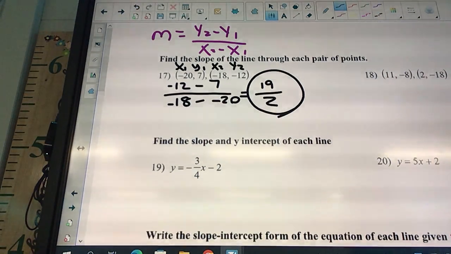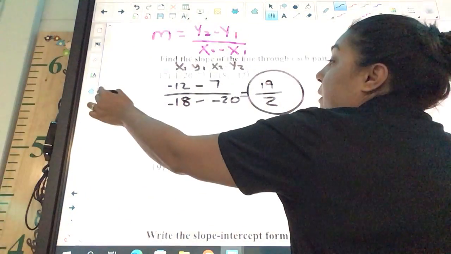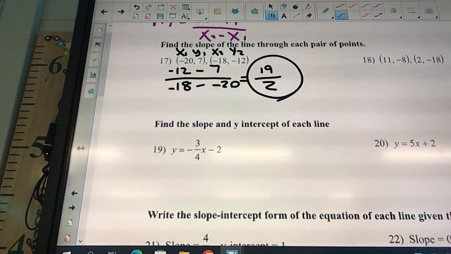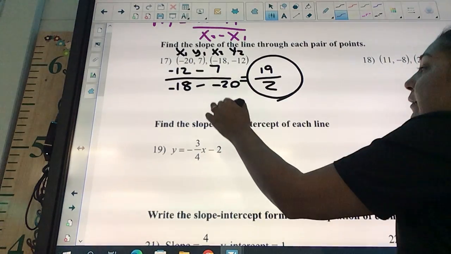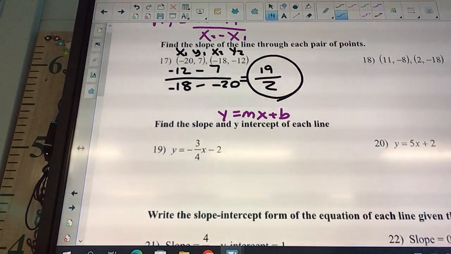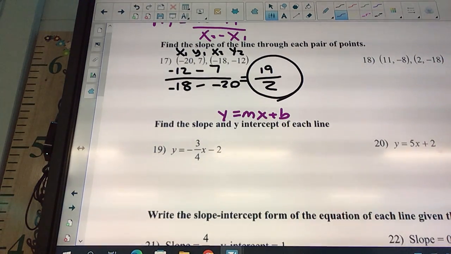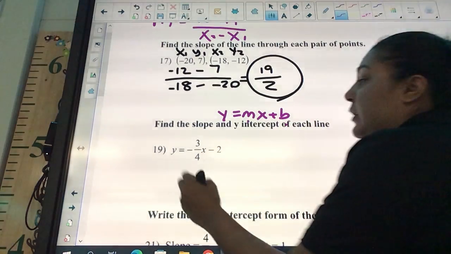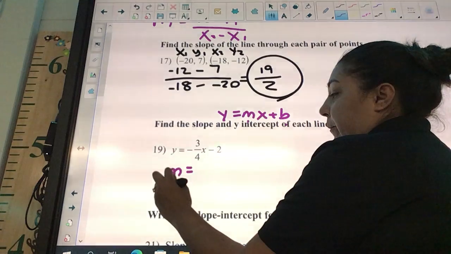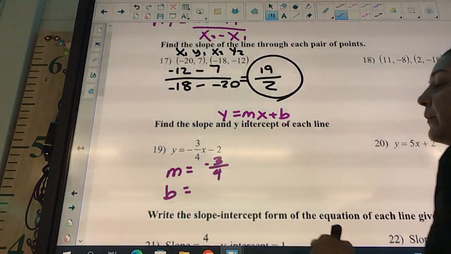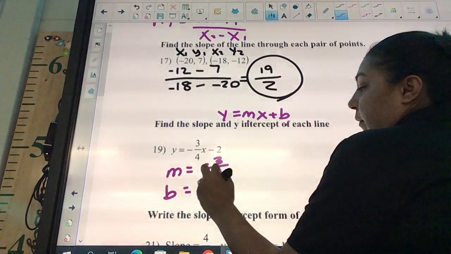Okay, the next one says find the slope and the y-intercept. What form is this in? Y equals mx plus b. What's the name of that? It's called the slope intercept form. It has a slope and it has an intercept. So if we look at this, what's our m? 3 over 4. What's our b? 2, -2.